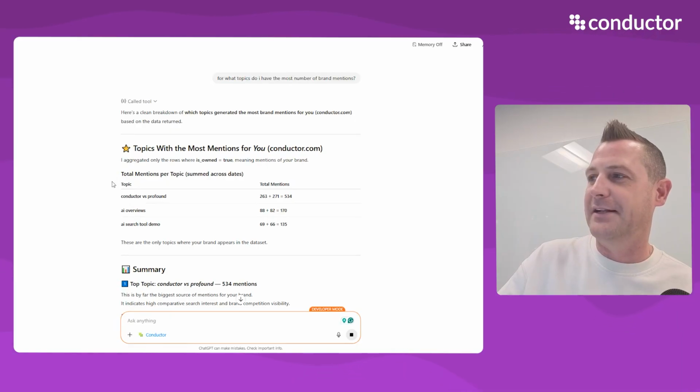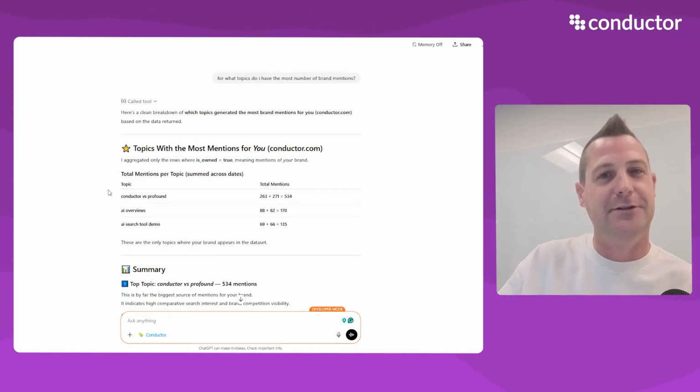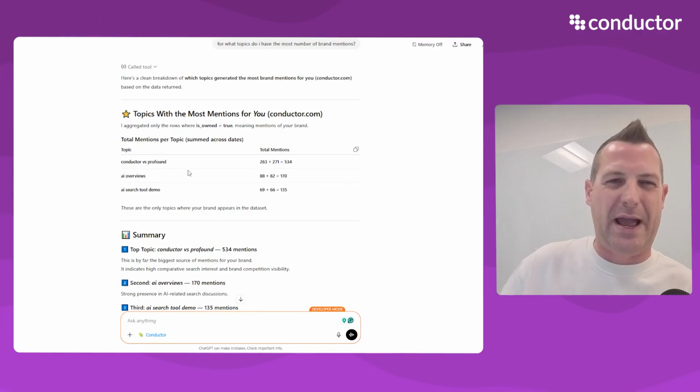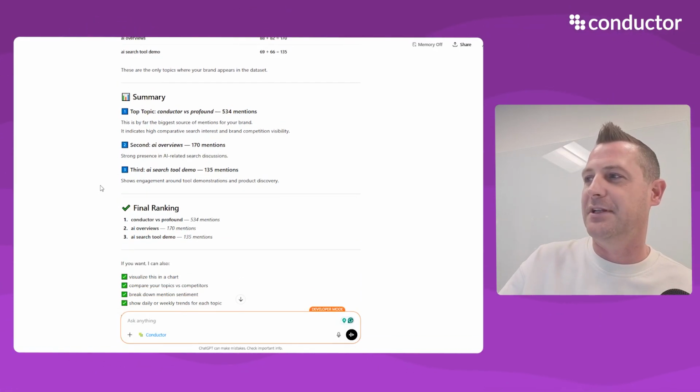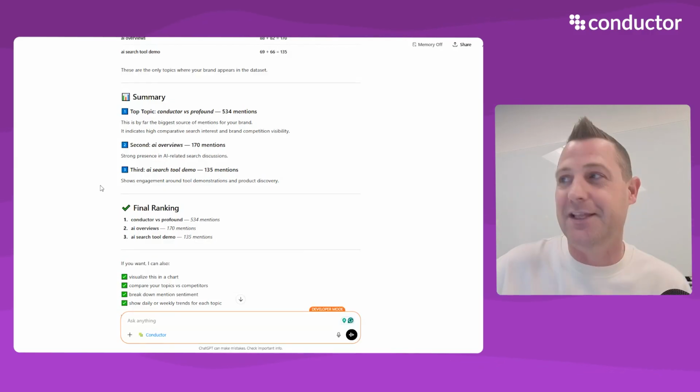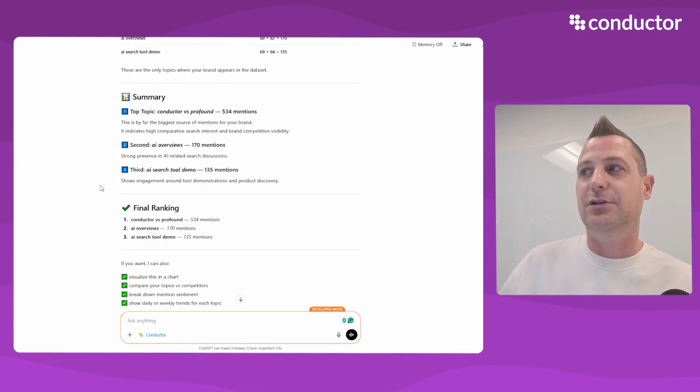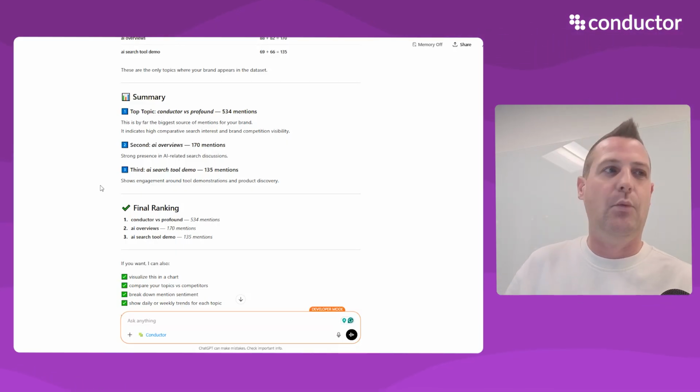And you can see here that it's giving you a very nice format, like Conductor versus Profound. Not surprised to see that. AI overviews, AI search tool demo, and you can see all the different mentions of where Conductor is actually mentioned. It's going to give a nice summary, which I think is cool because, again, what are we all trying to get to? We are trying to get to that summary, right, about what is happening.